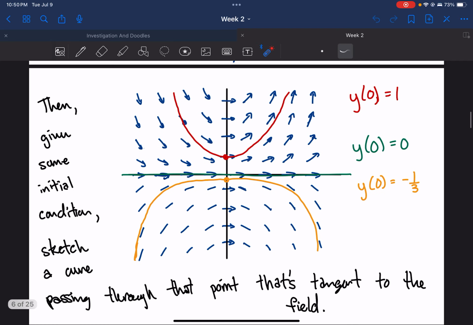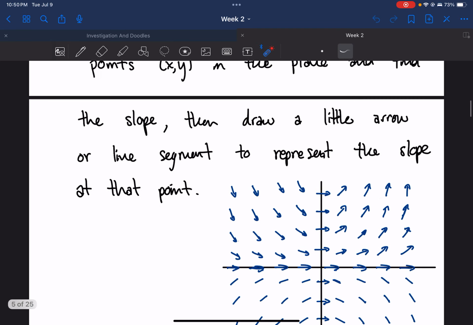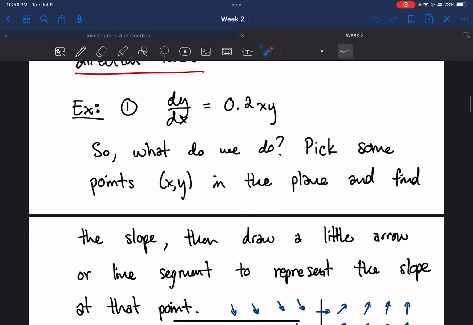And on the next page here, I've done a few examples of this. The idea is they give you the differential equation without any initial conditions. But this characterizes infinitely many solutions. The way we can pin one of them down is by adding an initial condition.